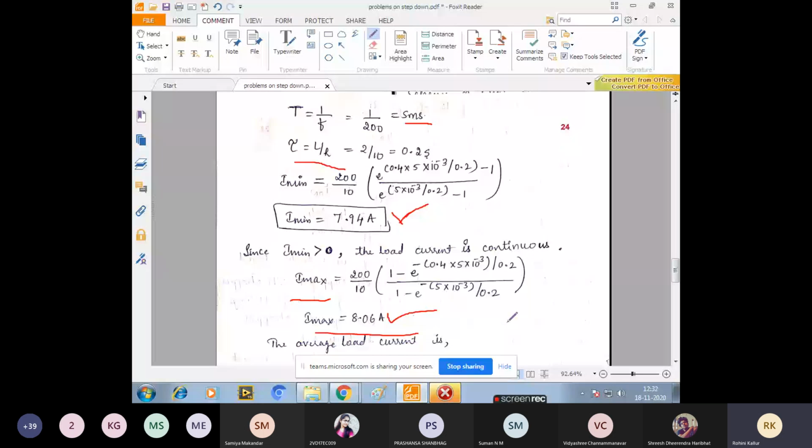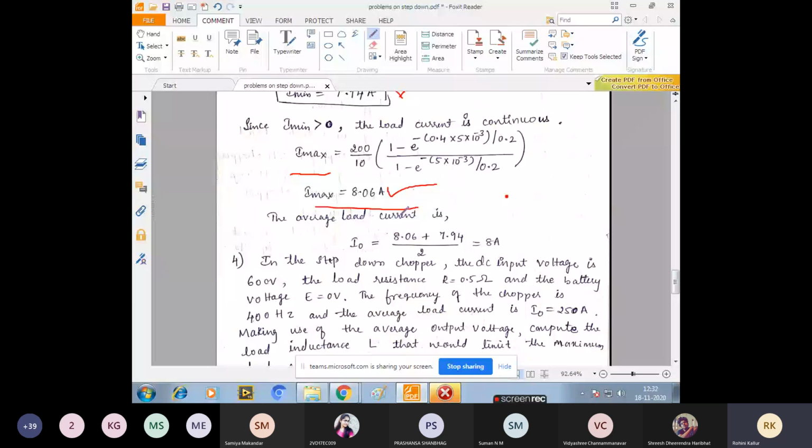Next we have the average load current. So average load current means I have two currents, I1 and I2, or I min and I max. So I'll be adding the two and then I'll divide them by 2. So I0 is equal to I max plus I min, so it is 8.06 plus 7.94, whole divided by 2. So the value is equal to 8 amperes. So this is the average load current flowing in the circuitry. Okay. So we'll move to the next problem, that is the fourth problem.